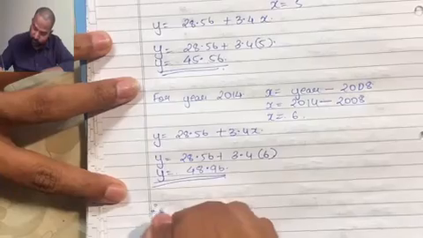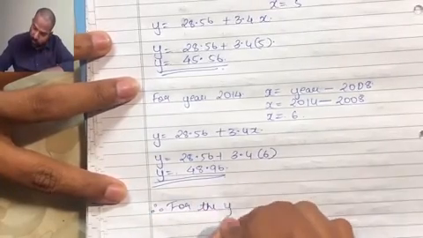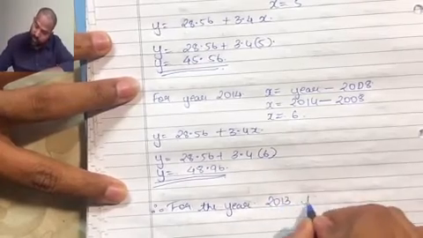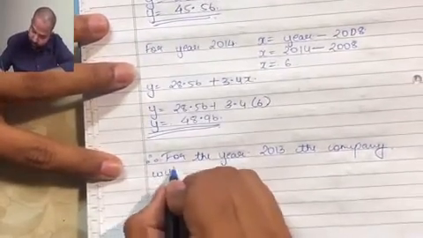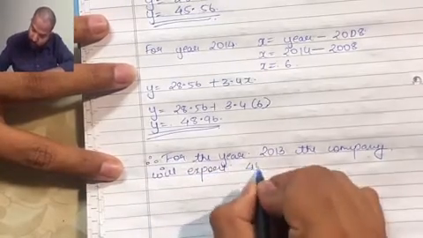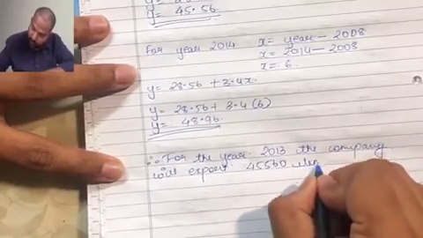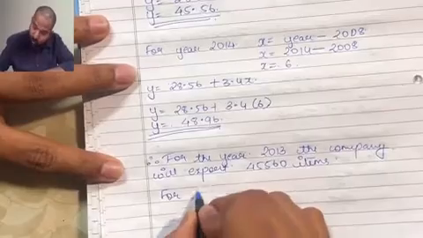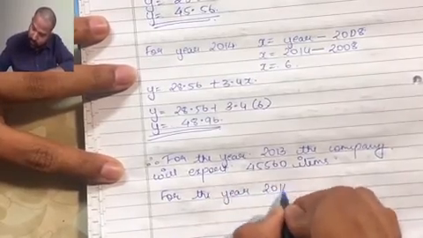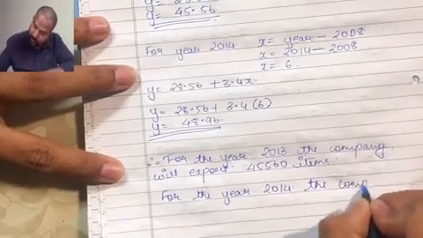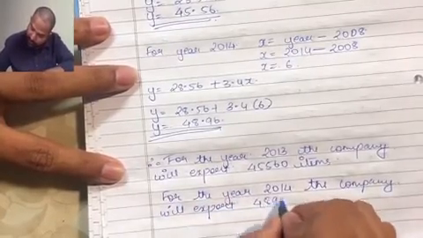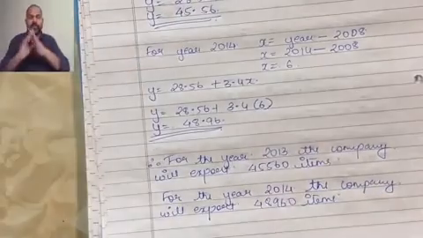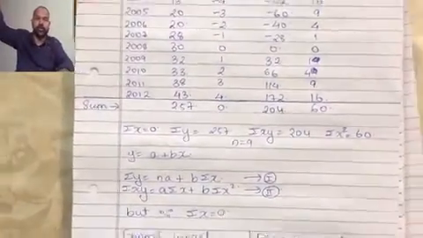Then you are going to say, therefore, for the year 2013, the company will export 45560 items, and for the year 2014, the company will export 48960 items. And that is how we will finish the question. So this is what is expected out of you to be written in the solution.